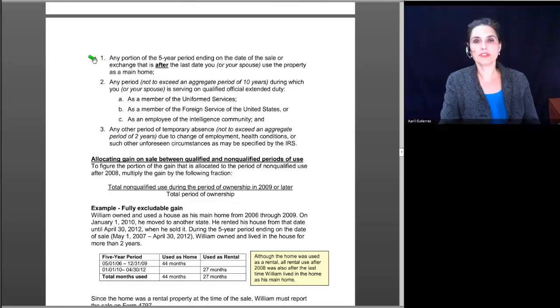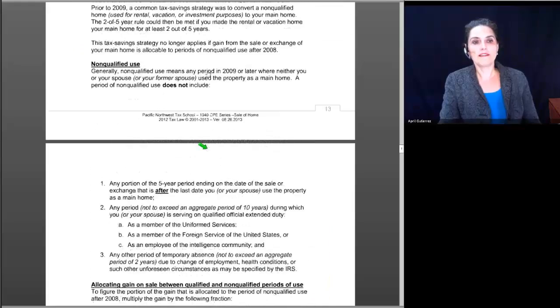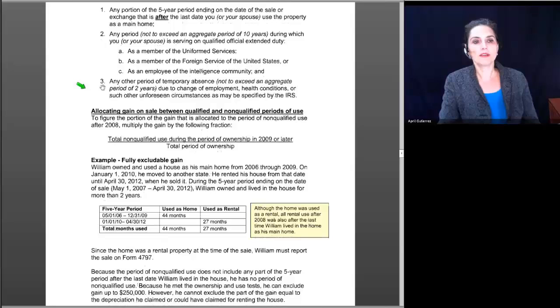So item number 1 is any portion of the 5-year period ending on the date of sale or exchange that is after the last date you or your spouse used the property as your home. Number 2, another reason that you would not have a non-qualified use is any period not to exceed the aggregate period of 10 years during which you or your spouse is serving on qualified official extended duty as a member of the Uniformed Services, as a member of the Foreign Service of the United States, or as an employee of the intelligence community, and any other period of temporary absence not to exceed an aggregate period of 2 years that is due to a change of employment, health conditions, or other such unforeseen circumstances as may be specified by the IRS.